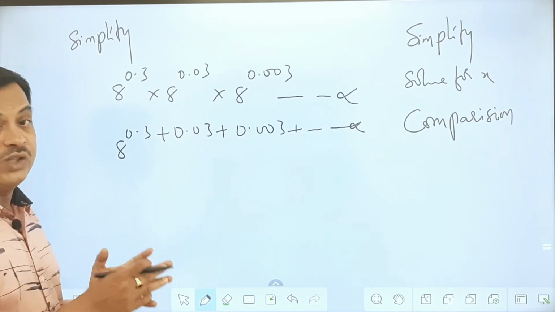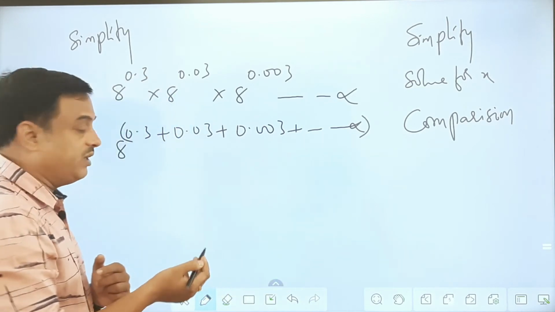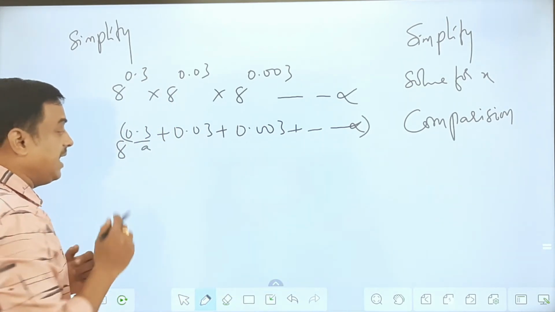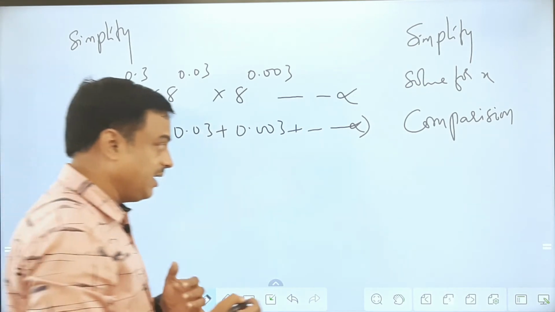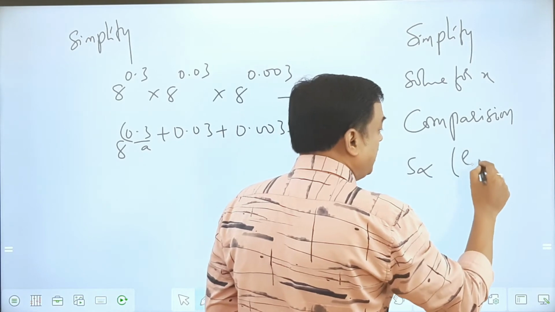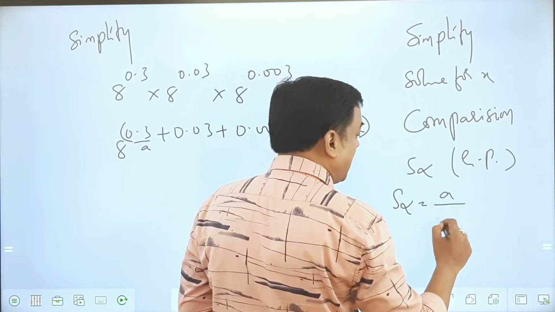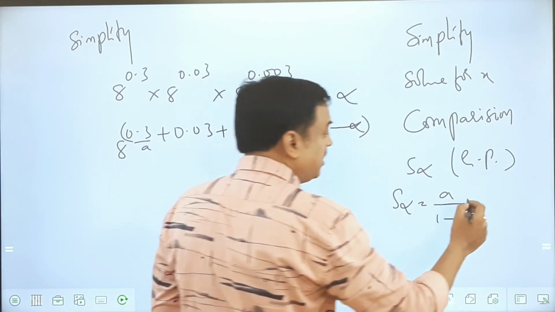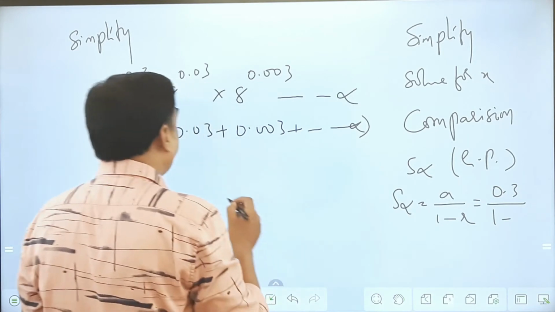Okay, one using geometric progression, sum to infinity. When you know the first term is called a, the common ratio between them will be taken. What is sum to infinity? Under geometric progression, sum to infinity is a by 1 minus r, and here we have a value as 0.3, 1 minus r value for this.